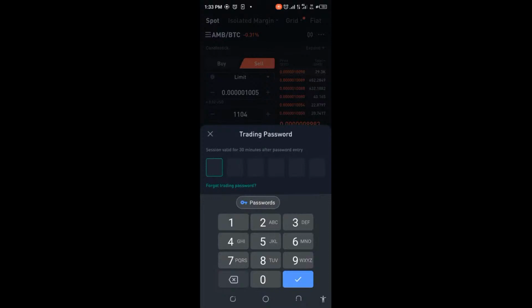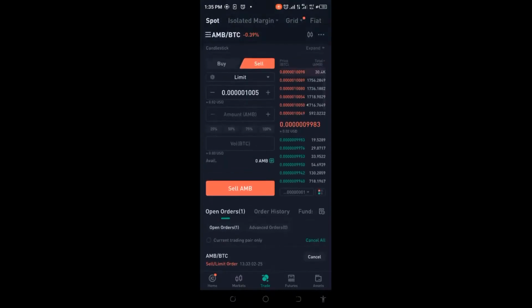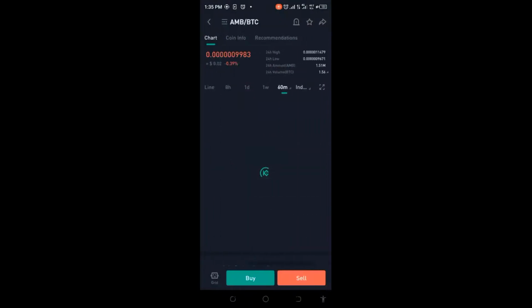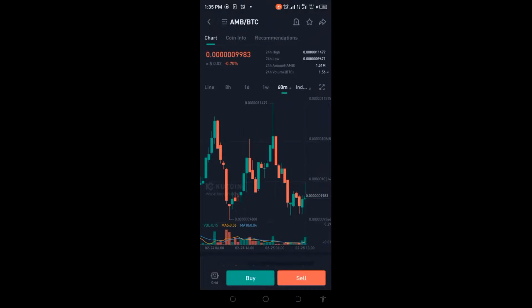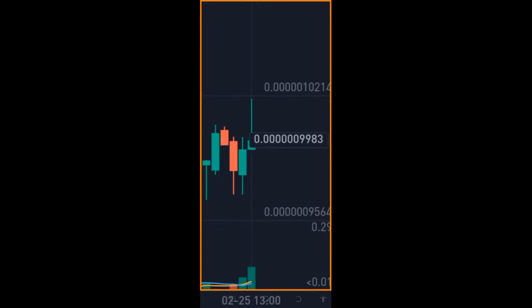See you shortly. Okay, so actually I've placed the order, but I felt I needed to show you the charts so that you could see it very clearly. Now, this is the 1 hour chart. As you can see from here, this is the current price, which is 0.000, that's 6 zeros and 9983. Just a little while ago, it had even gone up to 0.000010067. So there's a propensity for this to go higher.